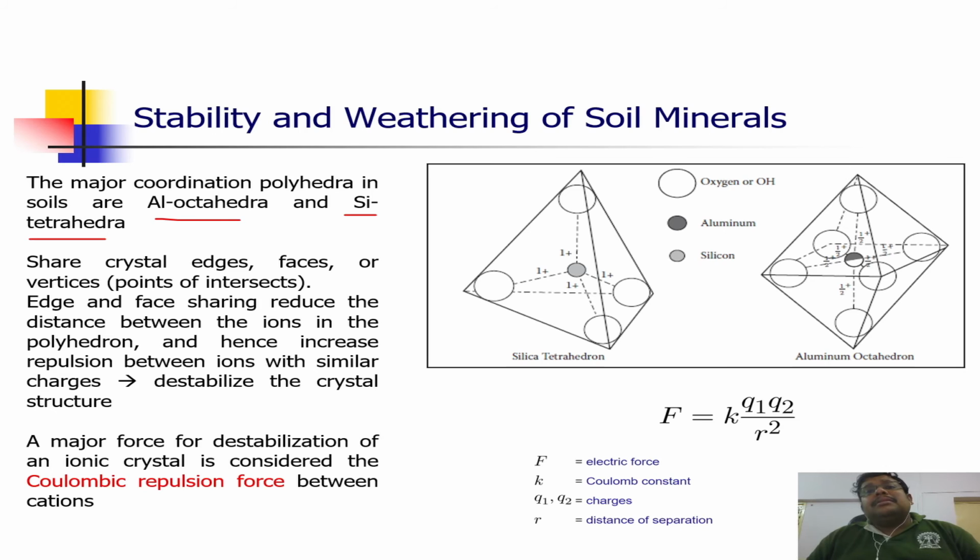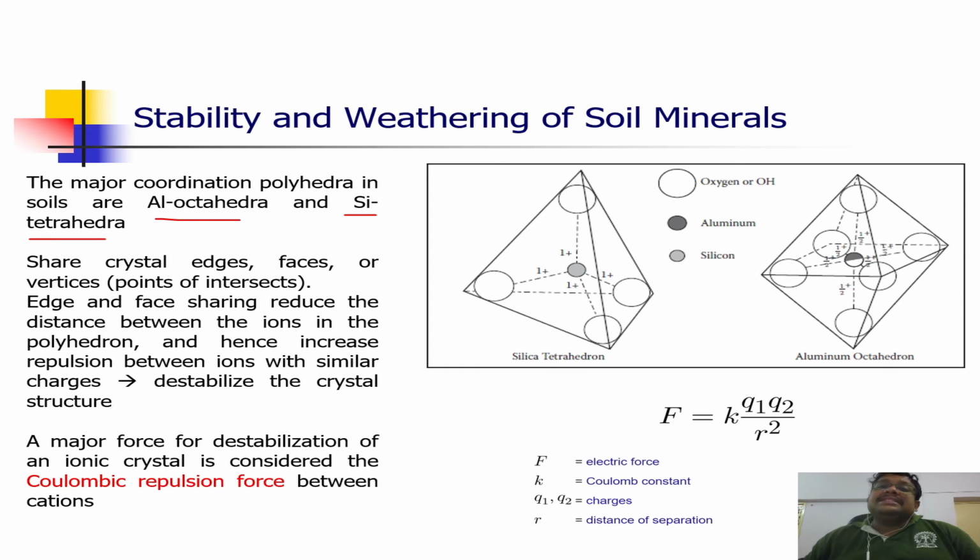draw this structure, it creates a tetrahedral shape. So that is why it is called silica tetrahedra. Another building block is known as aluminum octahedra, where the aluminum at the center is surrounded by 6 hydroxyl ions, creating the shape of an octahedron. So this silica tetrahedron and aluminum octahedron are the most important coordination polyhedra.